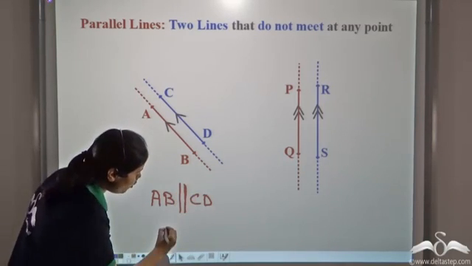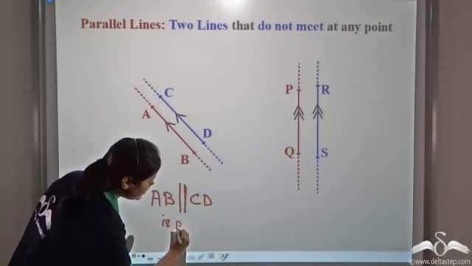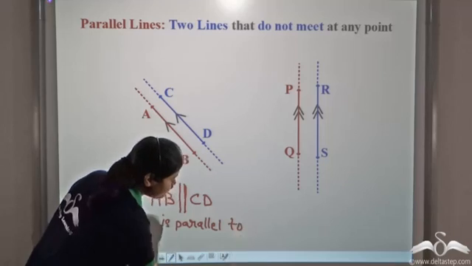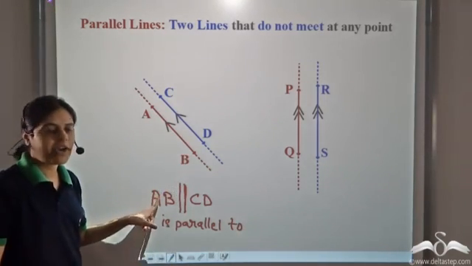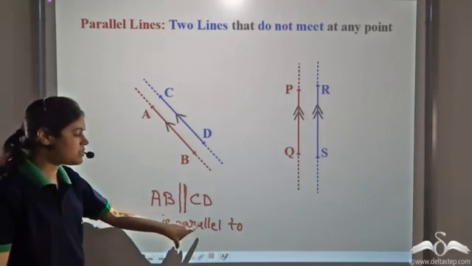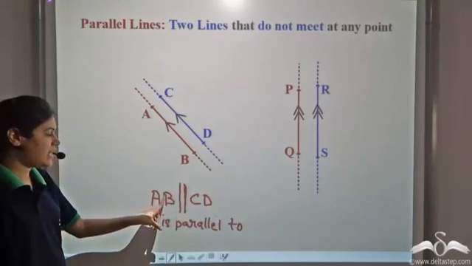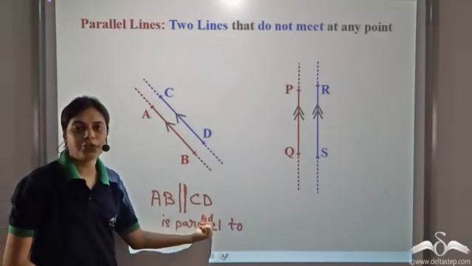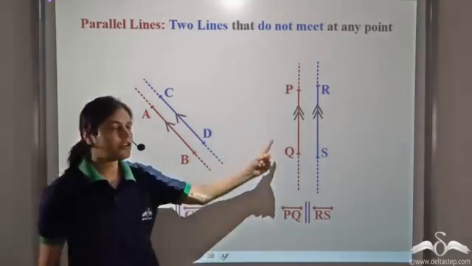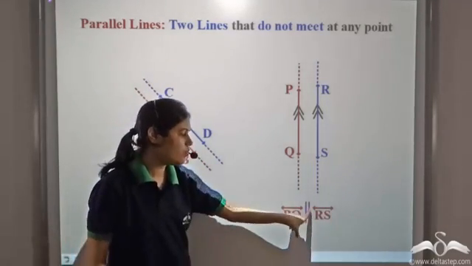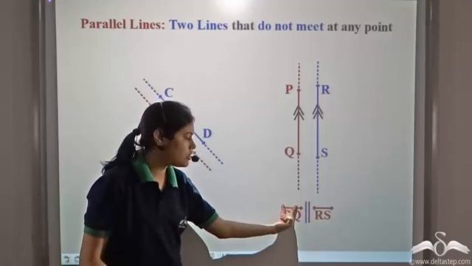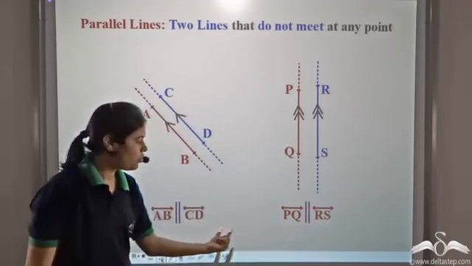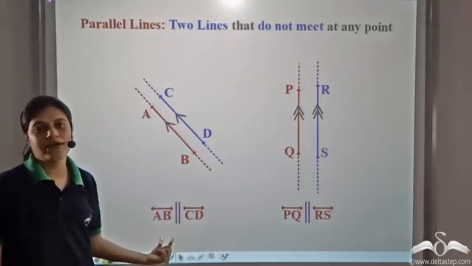This is a shorthand for "is parallel to". So instead of writing the entire thing, AB is parallel to CD, I can write AB, then two lines and CD. AB parallel to CD. Similarly, for these two, I can write PQ parallel to RS. So this is line PQ parallel to line RS. So this is how we denote parallel lines.